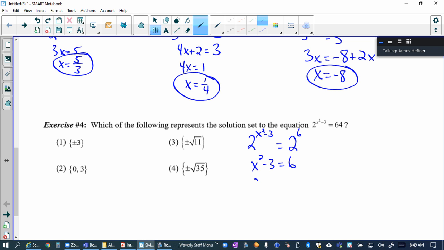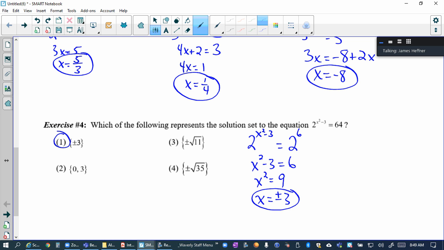In other words, x squared equals what? X squared equals 9, right? But now what do we do? We take the square root of both sides, you get x equals what? X equals plus or minus 3. Two answers, right? Plus or minus 3. Everybody good with that? And that would be choice 1 over there. Okay?